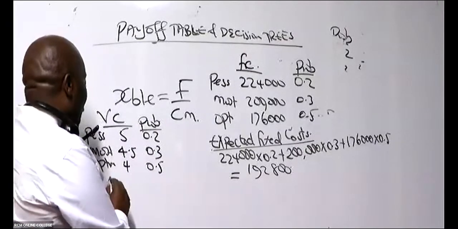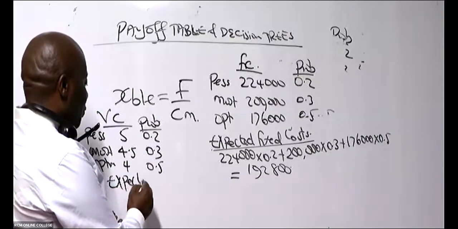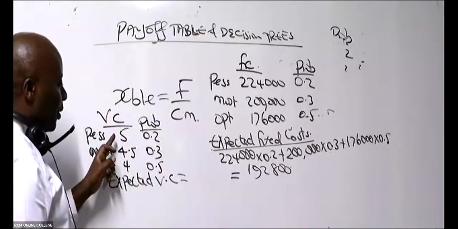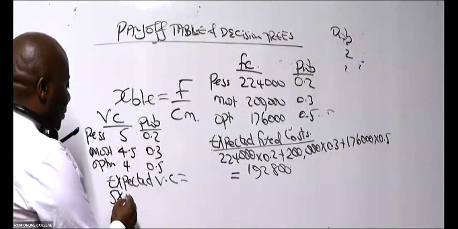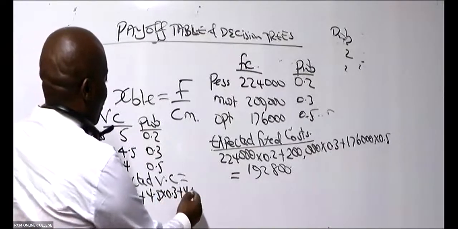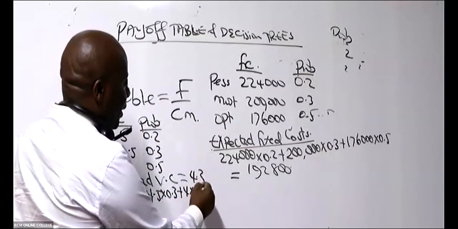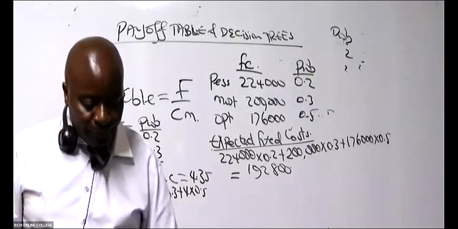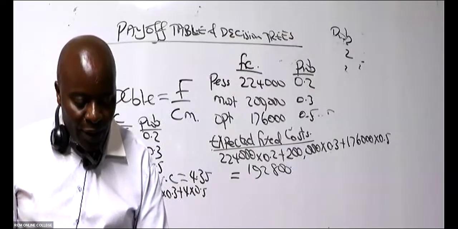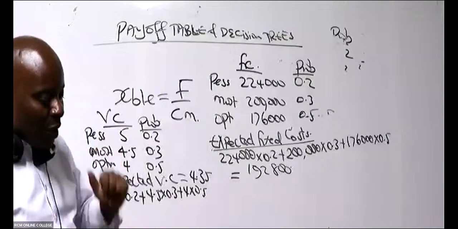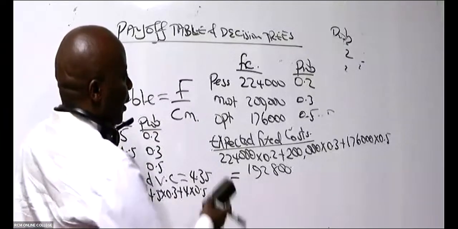So please give me the expected variable cost. So it will be 5 times 0.2 plus the others times 0.3, which gives me 4 point. The online guys are telling me it's 4.35. The online ninjas, they're getting 4.35. Then now I can answer this question very comfortably.